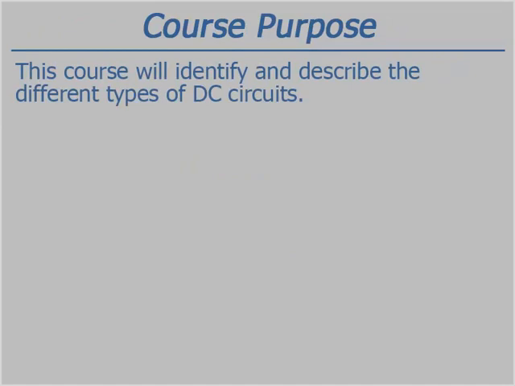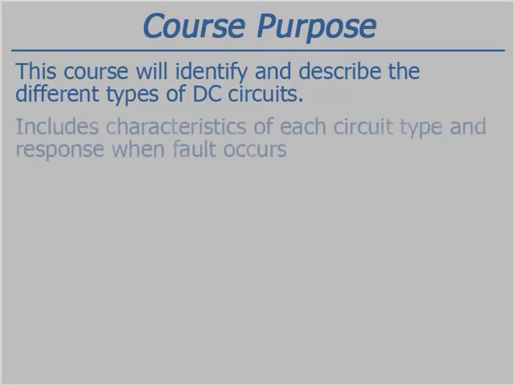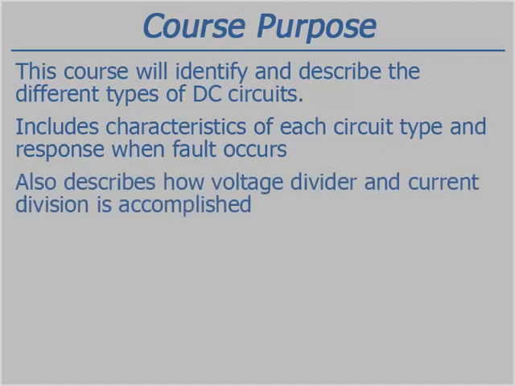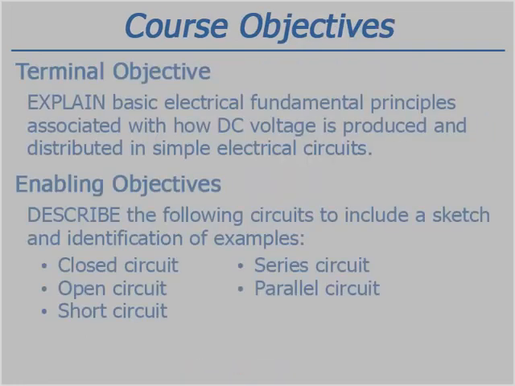This course will identify and describe the different types of direct current, or DC circuits, to include the characteristics associated with each circuit type and how the different types of DC circuits respond when a fault occurs in the circuit. It will also describe how a voltage divider and a current division is accomplished in a DC circuit. These are the objectives for this course.